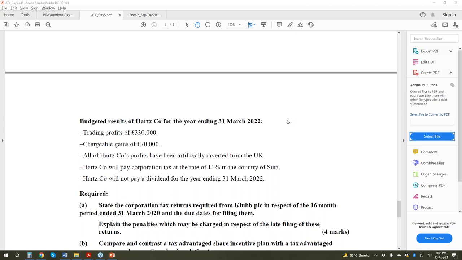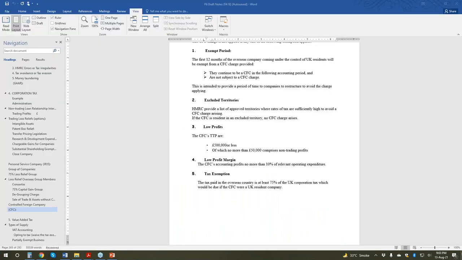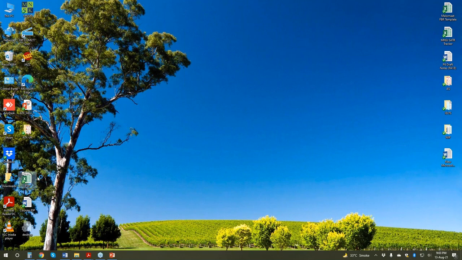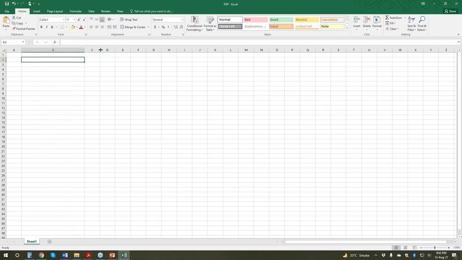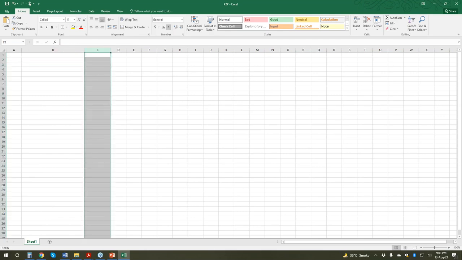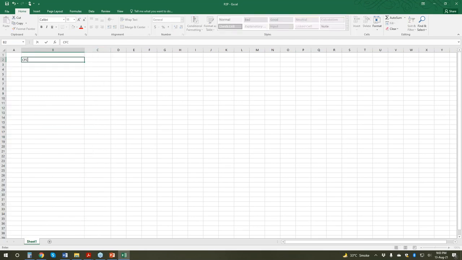Now, as the company is unable to claim the low profit exemption, and in the last part of the question, I remember that I have to assume that the company will not get any exemptions, we have to calculate what will be the CFC charge. So let's go and quickly calculate the CFC charge. For that, I'll be using a spreadsheet. So, CFC charge. First of all, we have to see what the taxable total profits are.